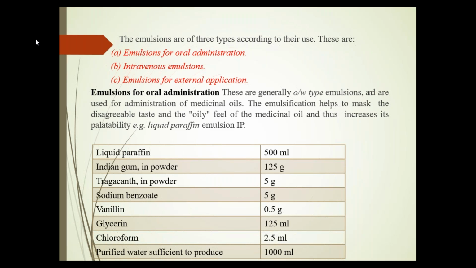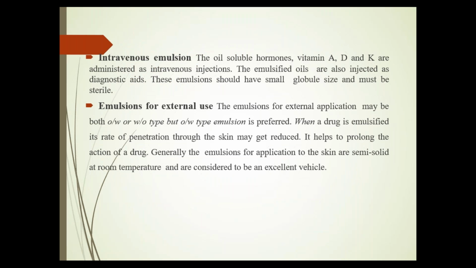Okay. In this, we are going to take the liquid paraffin and the chloroform. We are going to mix this along with gum tragacanth. Then later you add a little quantity of water and then the remaining ingredients. And at the end, you make up with purified water such that you get 1000 ml. Next is intravenous emulsion.